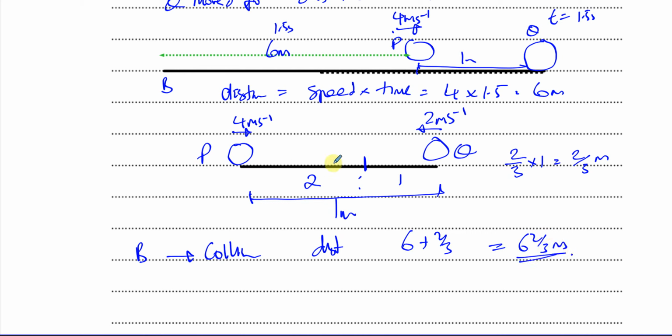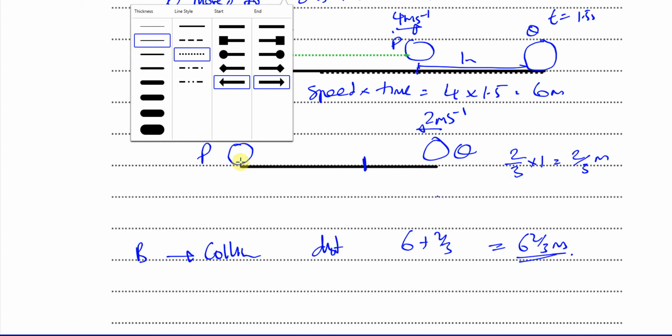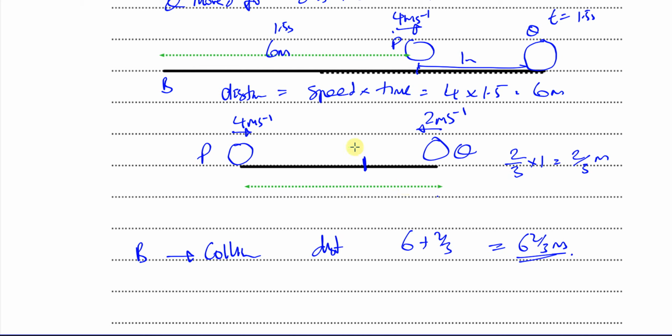Now if the numbers weren't so friendly here, we could have done this in a slightly different way. I'll show you an algebraic way of doing this as well. The numbers are friendly because they're double, so the one that's moving faster will cover double the distance. But if the numbers weren't so friendly, we can do an algebraic method here. We know that the total distance is 1 meter.